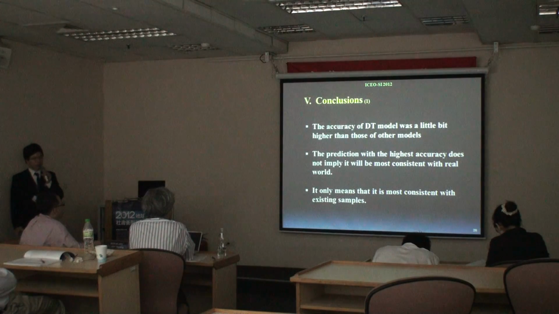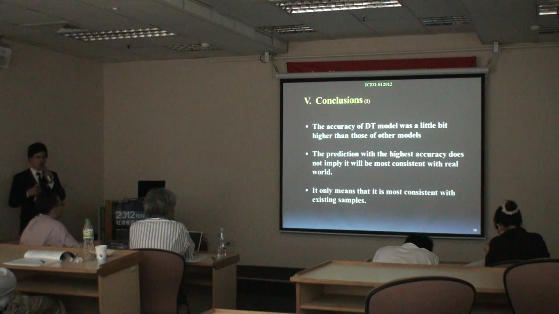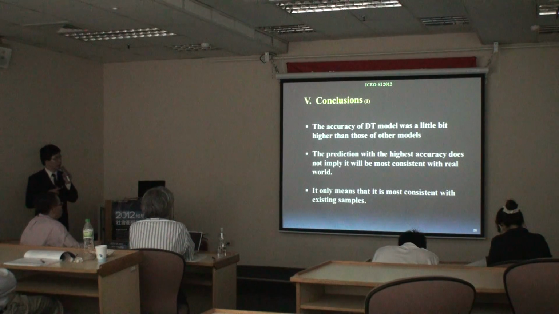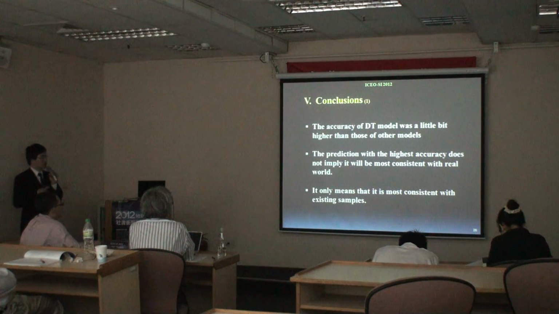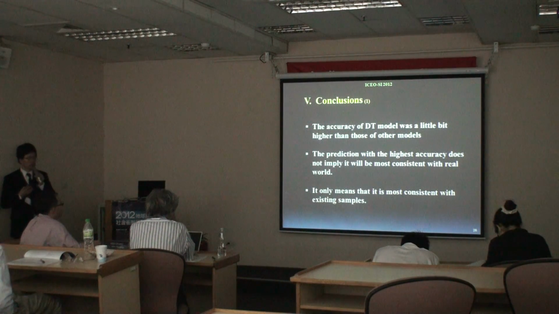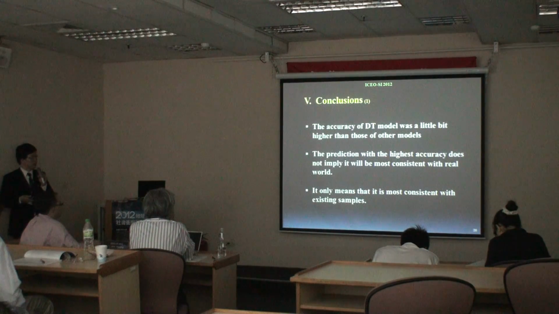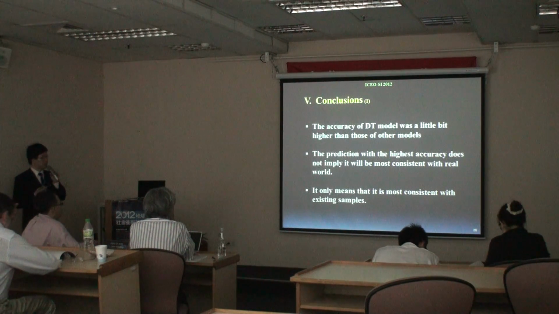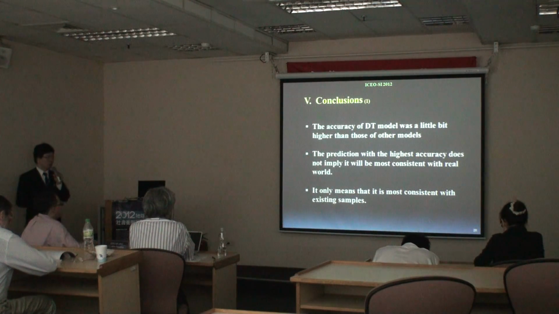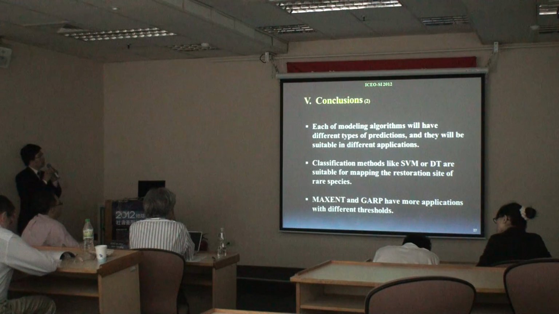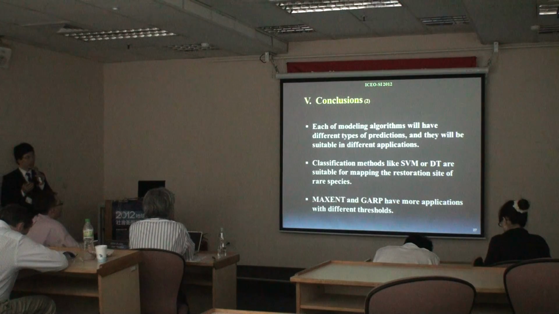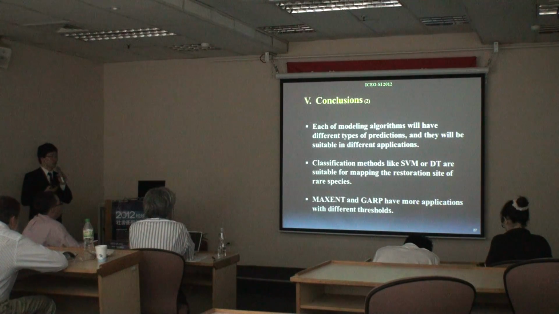In the end, we have some conclusions. Among these four models, the accuracy of DT is slightly higher than the other three models. But it doesn't mean that it will be most consistent with the real world. It only means that it is most consistent with the existing samples. Instead, we must choose an appropriate method according to the goal of the study.